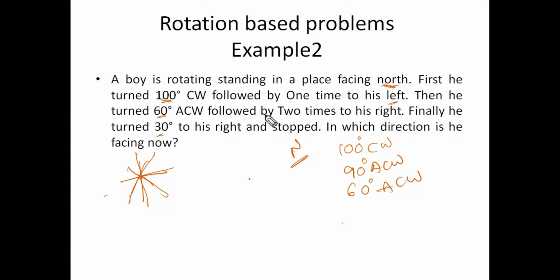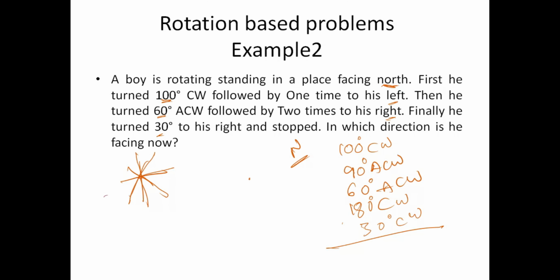Followed by, means after that, two times to his right. Two times right. One right is equivalent to 90 degrees clockwise. Two times right is equivalent to 180 degrees in the clockwise direction. Finally, he turns 30 degrees to his right. So 30 degrees is also in the right direction only, means clockwise direction, and stopped.